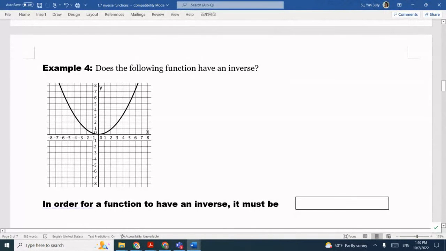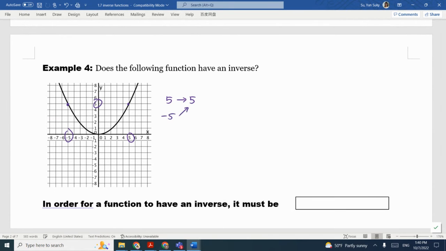Does the following function have an inverse? Well, in order for an inverse function to be defined, the function has to be 1 to 1. Because think about it. In this picture, do you see 5 maps to 5? Yeah, 5 maps to 5. And also -5 maps to 5. But then when you ask how do you find the inverse?